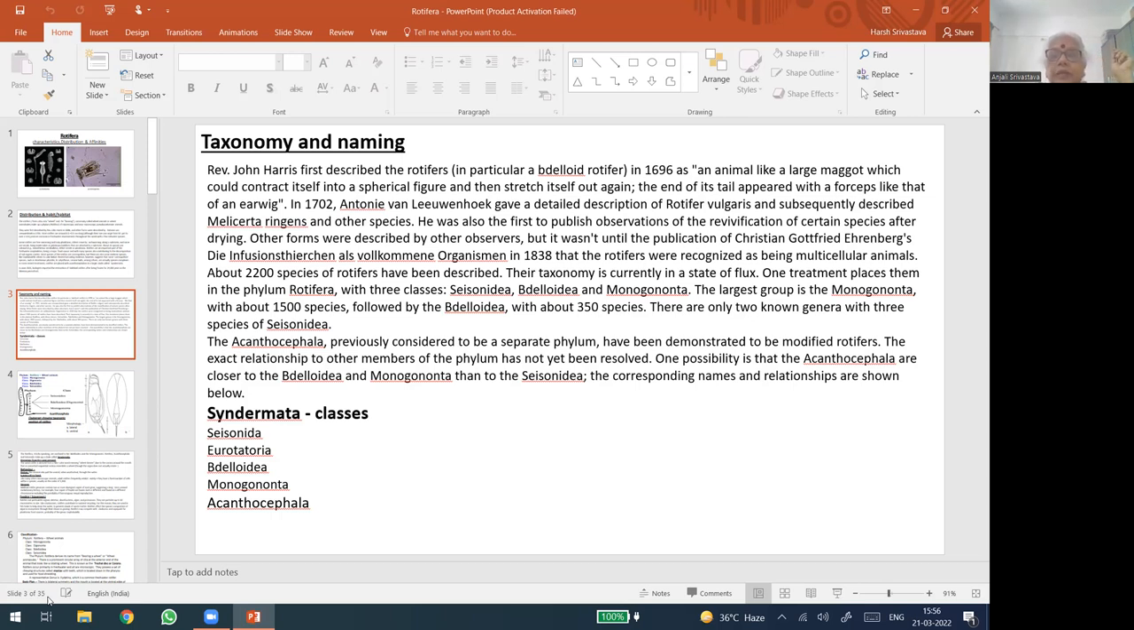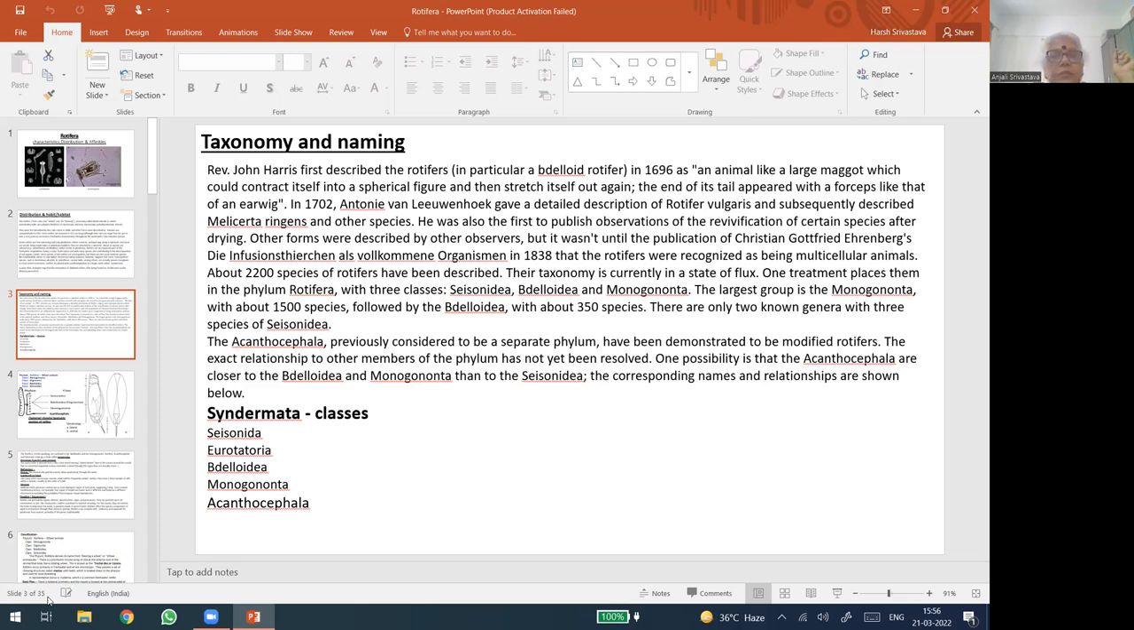And in these publications of Ehrenberg's, Die Infusionsthierchen als vollkommene Organismen, in 1838, Christian Gottfried Ehrenberg showed that the rotifers were recognized as being multicellular animals. About 2200 species of rotifers have been described. Their taxonomy is currently in a state of flux.